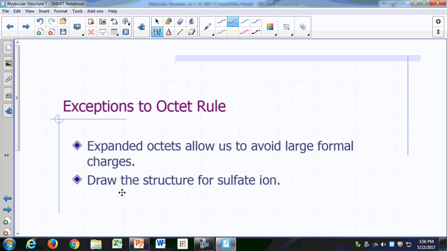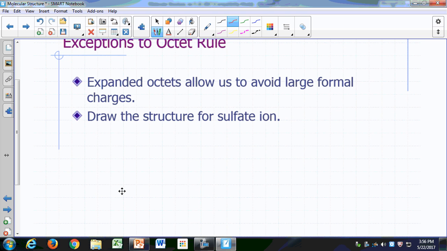So let's take a look at a structure that might require us to draw an expanded octet, or something that might suggest that an expanded octet would be better. In the case of sulfate ion, this is certainly the case because that allows us to avoid a large formal charge. Sulfate ion, if you recall, is SO4 with a -2 charge.